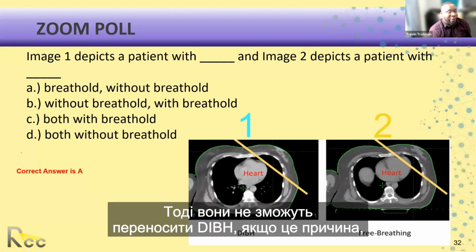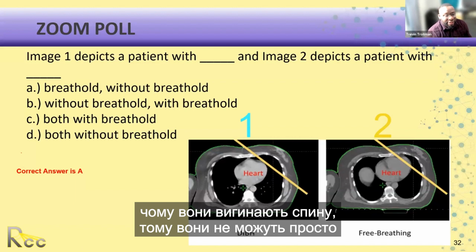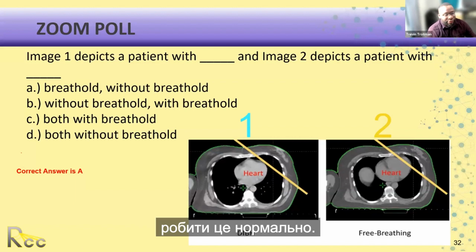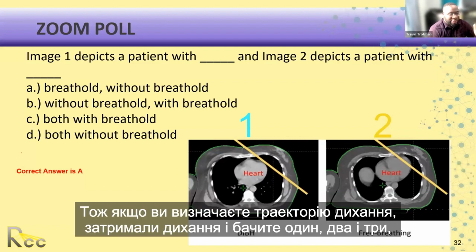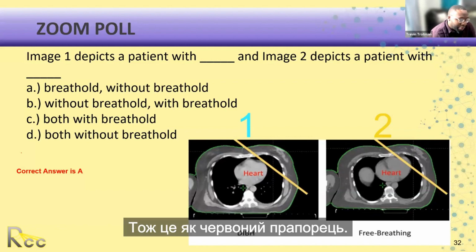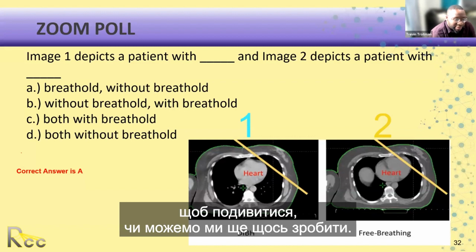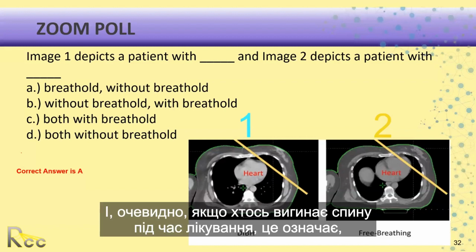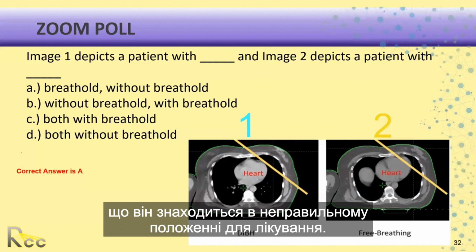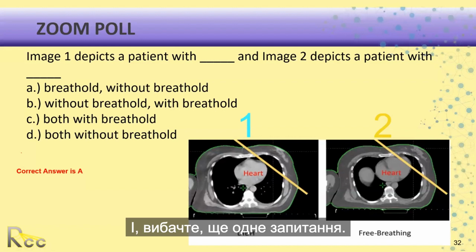They won't be able to tolerate the DIBH if that's the reason why they're arching the back, so they can't just do it normally. If you do your breath hold traces and see 1, 2, and 3 and something's wrong, it's a red flag. At that point, you probably escalate it to the physics team to see if there's anything else we can do. Yeah, absolutely. And obviously, if someone's arching their back during treatment, it means that they're not in the correct position for treatment as well.